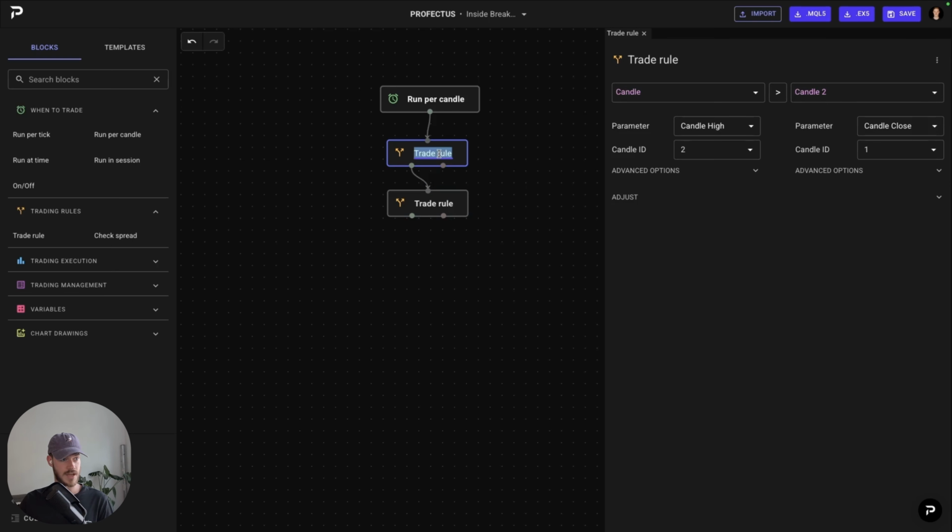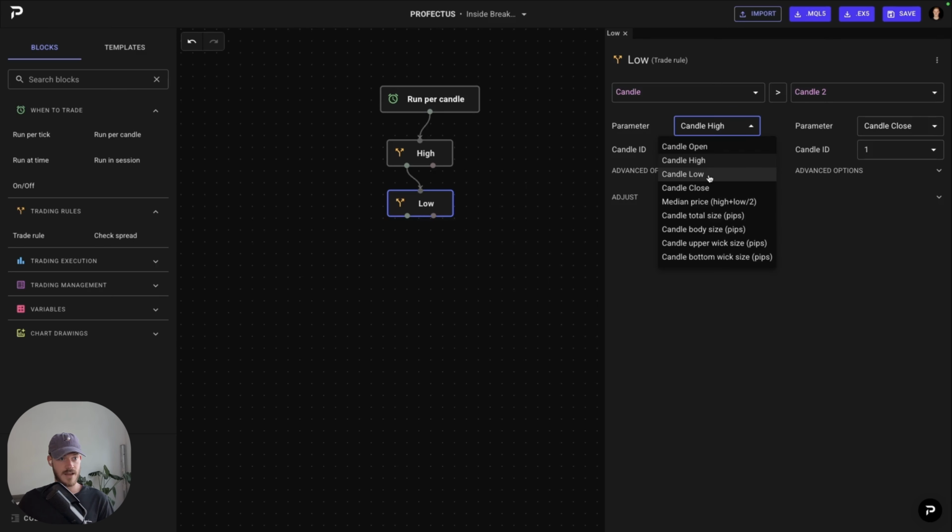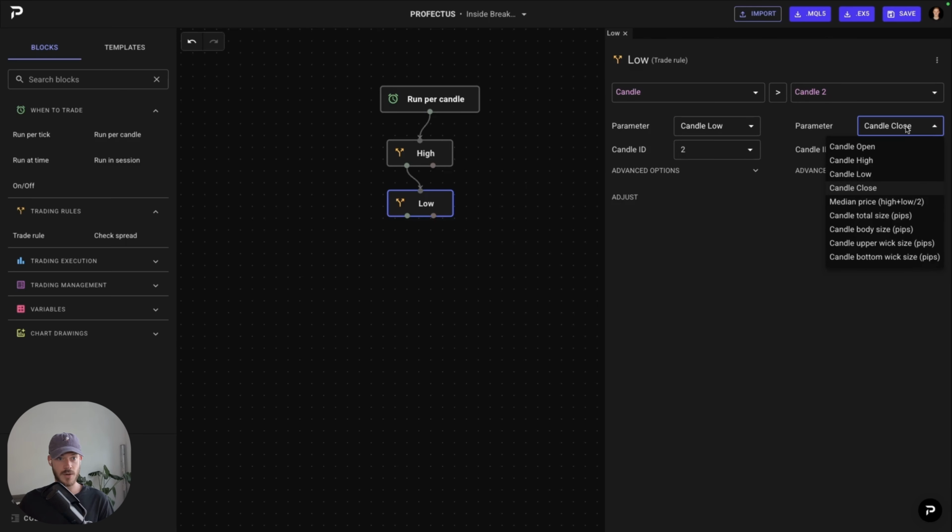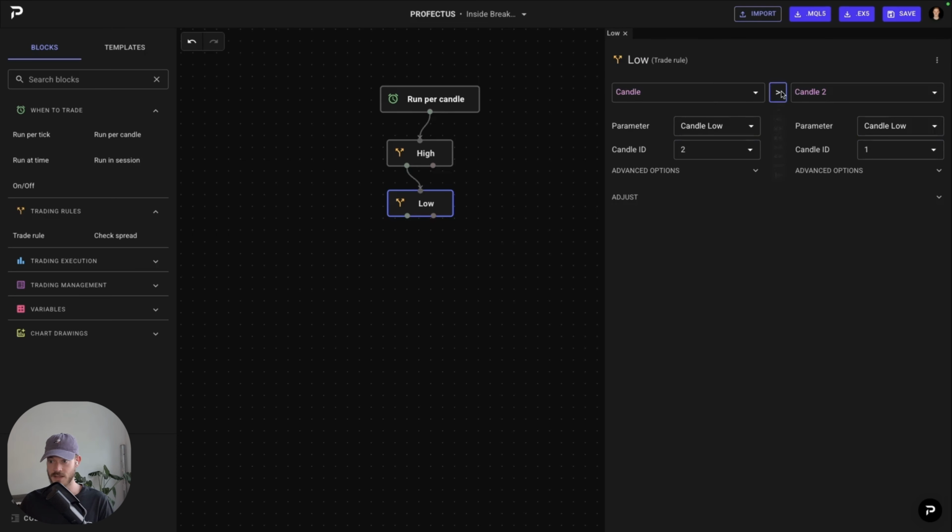And let's call this one actually high. And now we define the low. So we click on it, and instead of high, we change this one to candle low, this one to candle low. Of course, we also need here candle high. So now back to the low block, candle low 2 and 1. Yep, that's correct. And then we also need to change this one to this sign, because now the candle low of candle ID number 2 has to be lower than the candle low with the candle ID number 1.